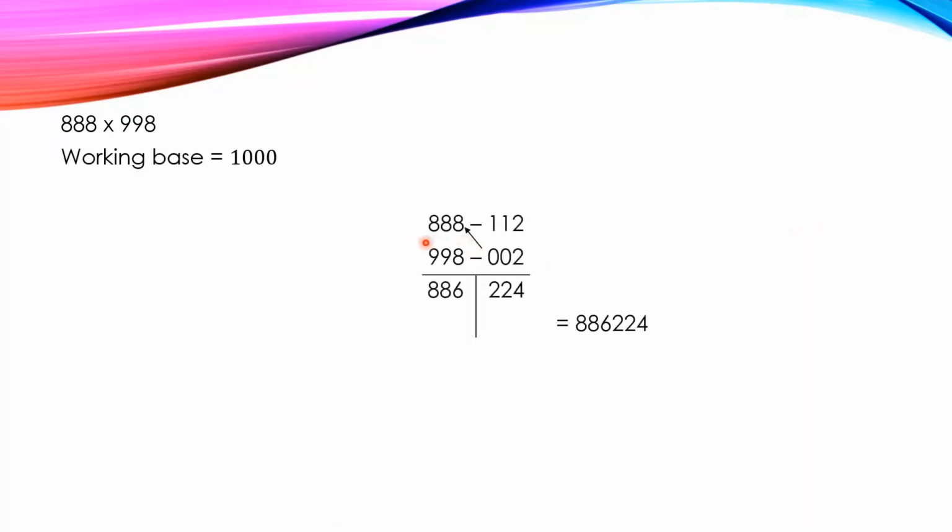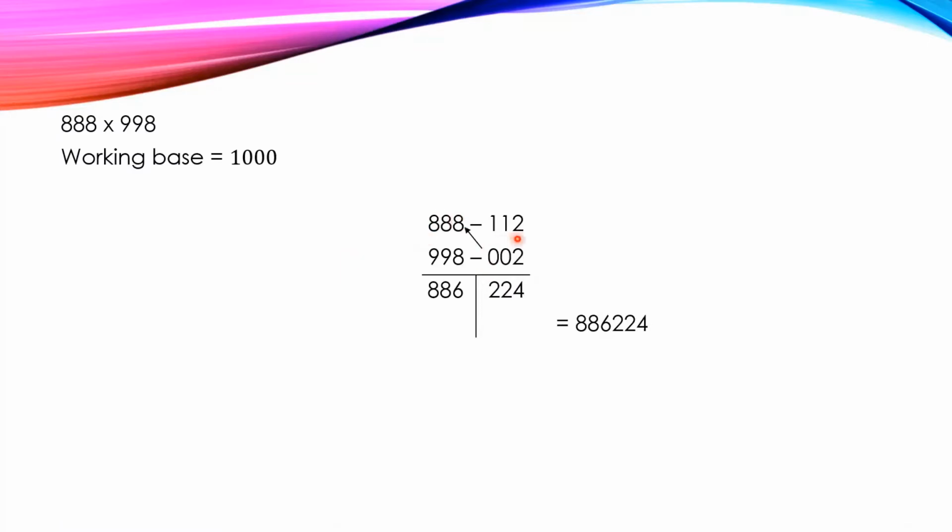Now, can you multiply 888 by 998? Yes, the correct answer is 8,86,224. Working base is 1000. So 888 is 112 less than 1000. But 998 is 2 less than 1000. Remember that we have 1000 as our working base, so we cannot write 2, we have to write 002.